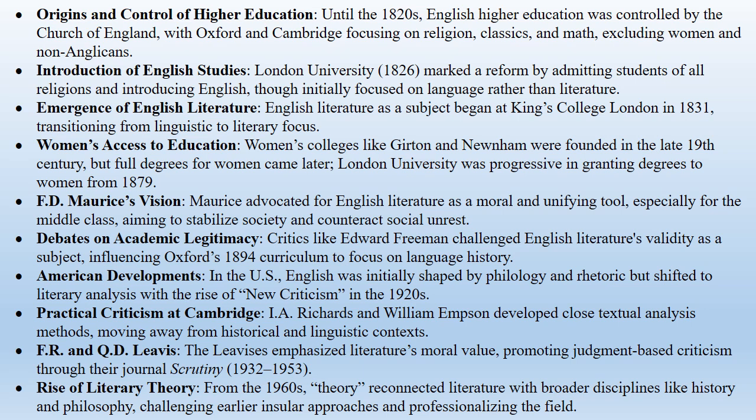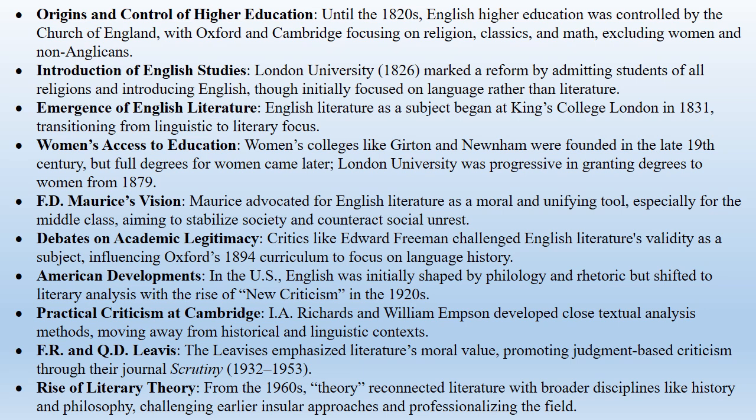Women's education slowly progressed. Women's colleges like Girton and Newnham were founded, but women could not earn full degrees at Oxford or Cambridge until the 20th century. London University was more progressive, granting degrees to women from 1879. The United States was ahead, with colleges for women and black graduates emerging earlier.